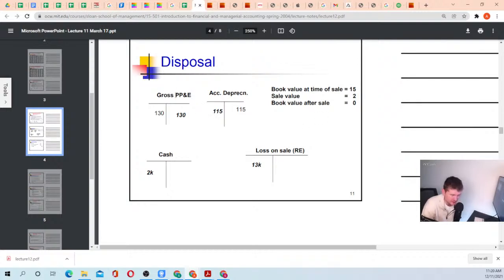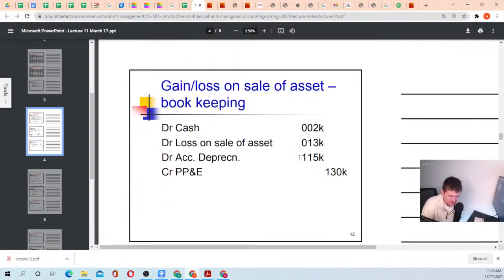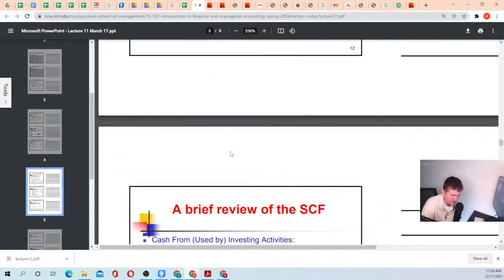Here is a reflection of all of that in your T accounts. You have PP&E, you credit it to remove the PP&E here. You have the accumulated depreciation account, a credit account with a credit balance, and you remove it with a debit. Then you debit cash, and you balance everything with the gain or loss on the asset sale. It looks weird, but that's the double entry for their case.